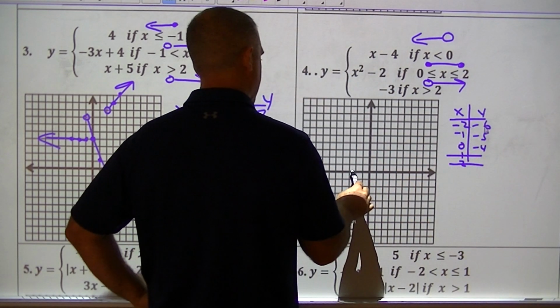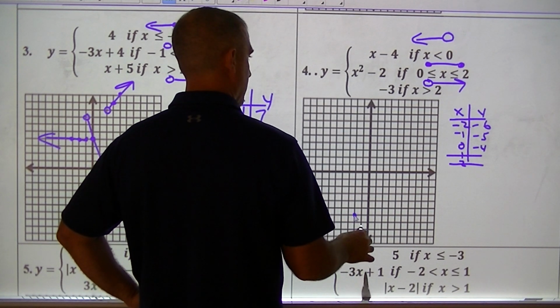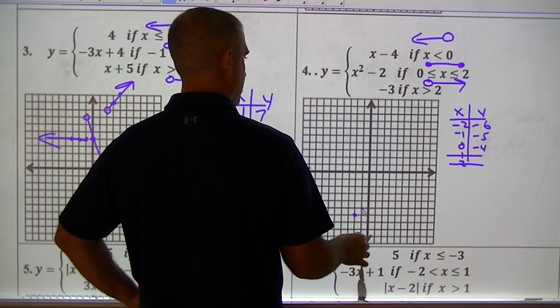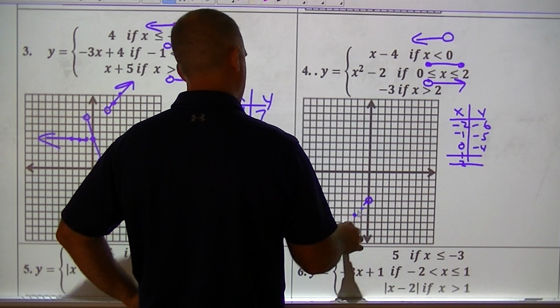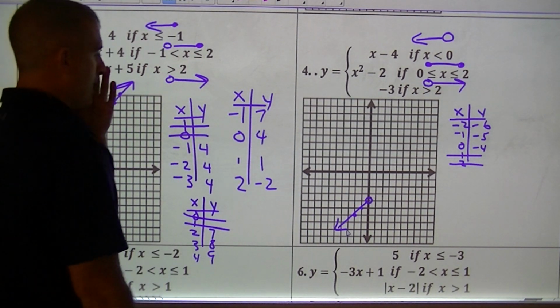All right, -2, -6. Okay, -1 and -5. 0 and -4. Gotta go like this because it's a left arrow. Okay, all right.